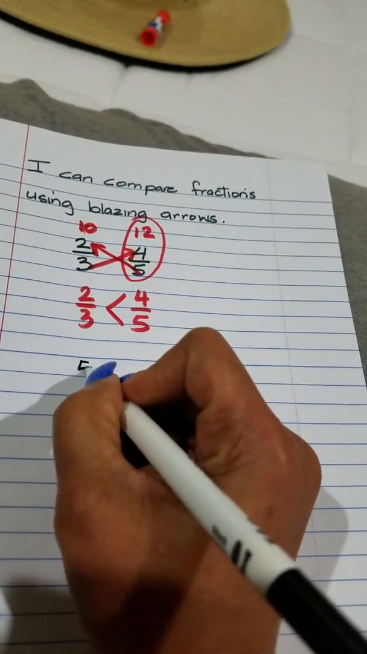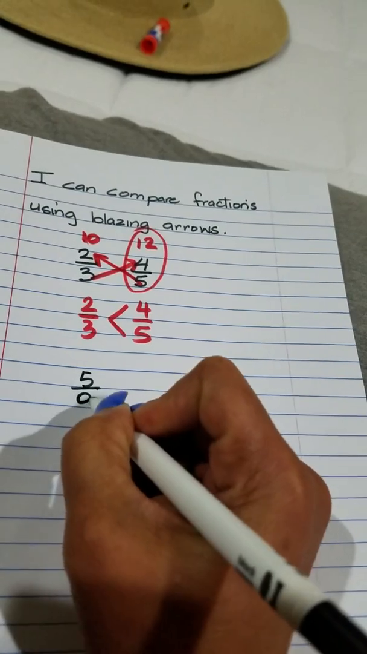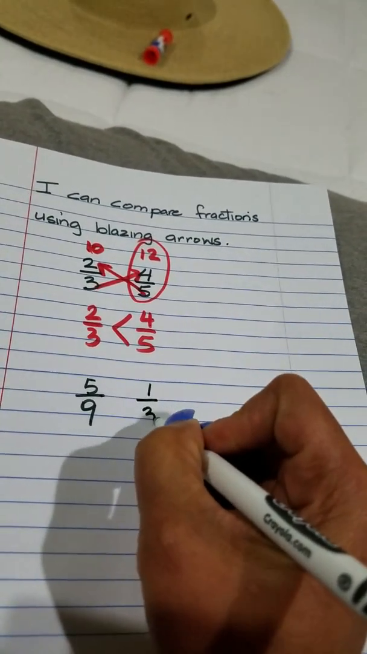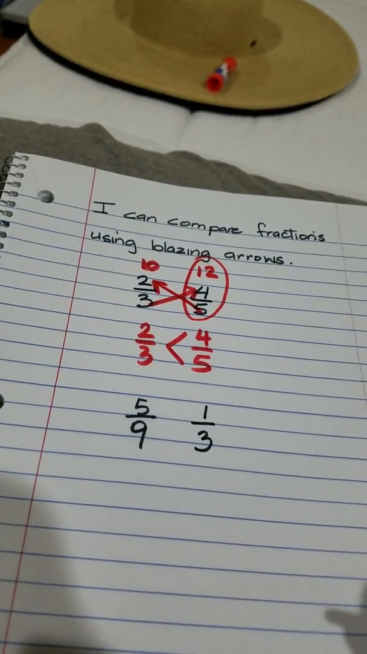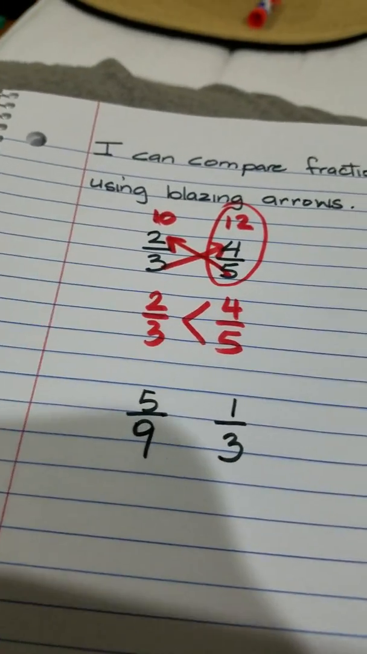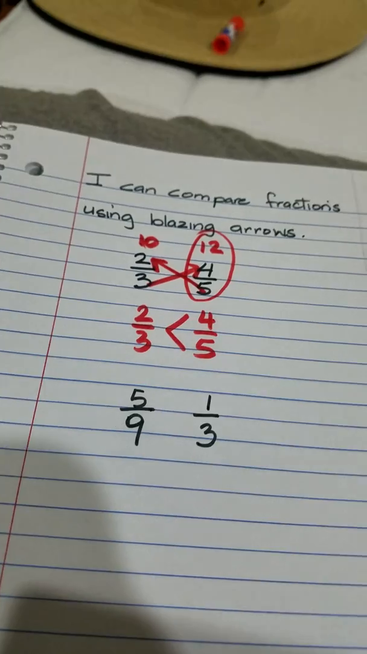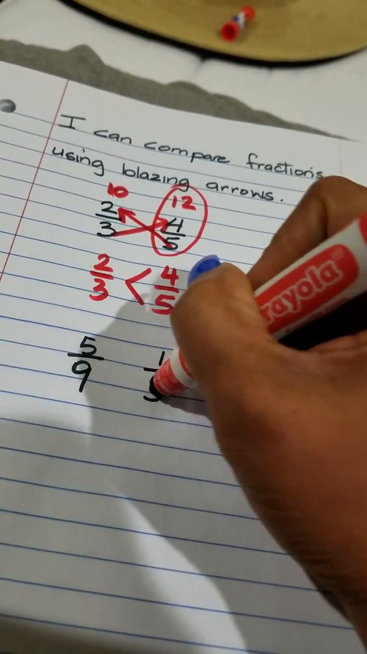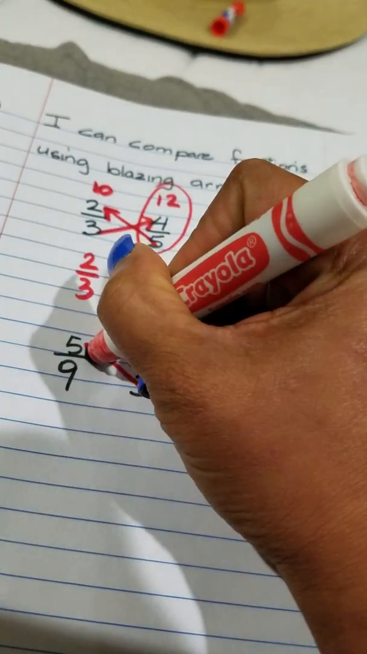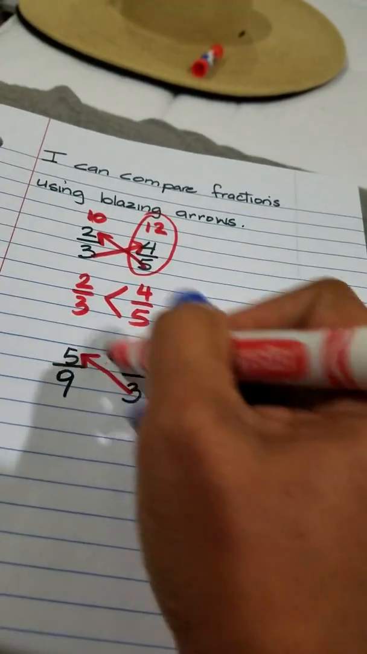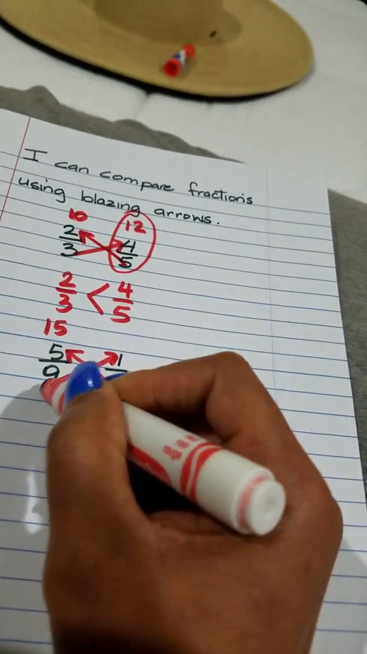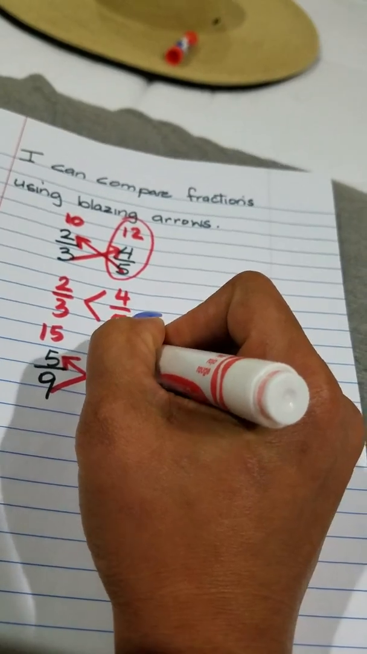What if we had 5/9 and 1/3? Here, again, we're going to compare these two fractions to find which fraction is the greater fraction by multiplying the opposite denominator with the numerator. 3 times 5 is 15. Then the opposite denominator with the numerator, 9 times 1 is 9.